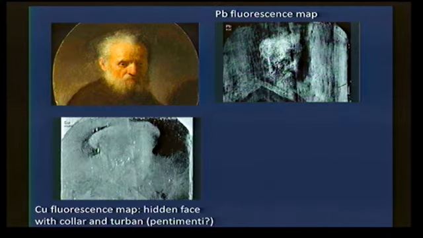But now if you look at another emission, you look at the copper emission, the copper signal, using this fluorescence technique, you see a completely different motif. So you see here this face with a sort of a hat, sort of beret or turban or whatever, and you see here the dress. There is a sort of a color here which is different from what it is here. So clearly, underneath this portrait, there is another attempt, another drawing.